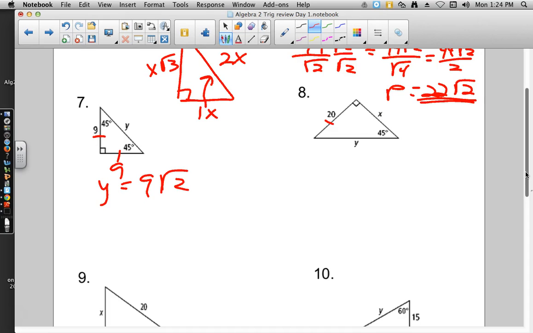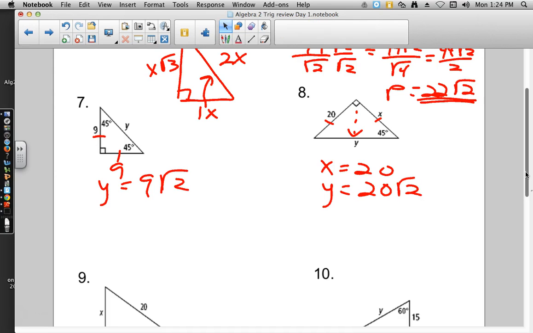So I go to 8, and I see, hey, x is going to be 20. And y? That's not difficult. That's the hypotenuse. It's opposite the right angle. So all I have to do is multiply by the square root of 2. So 20 square roots of 2.